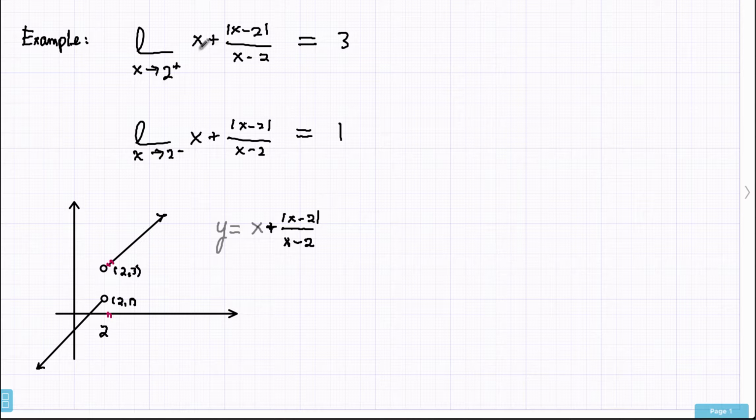In particular, this gives the y-coordinates. The y-coordinates are getting close to 3. Similarly, if you're looking at the limit as x approaches 2 from the negative side, those go with points on this other half of the graph. And as the x's get close to 2, the corresponding y's are getting close to 1.